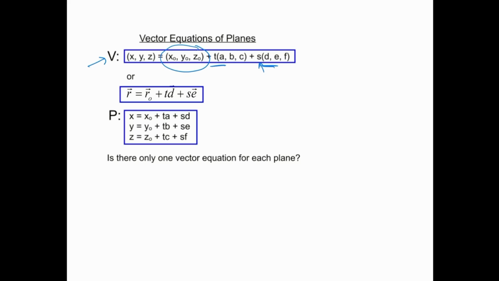So if we wanted to think about what all of this means, we could say, remember that r is our position vector, and r is really equal to x, y, z.